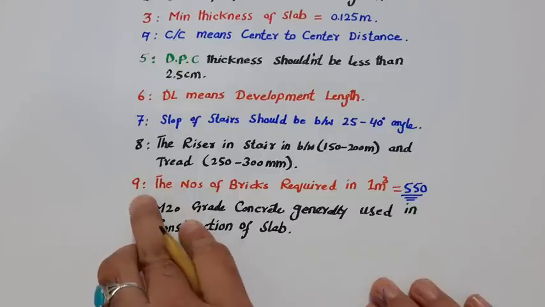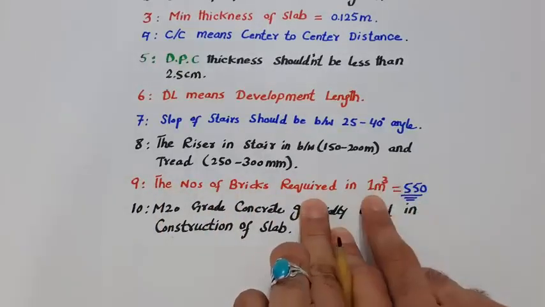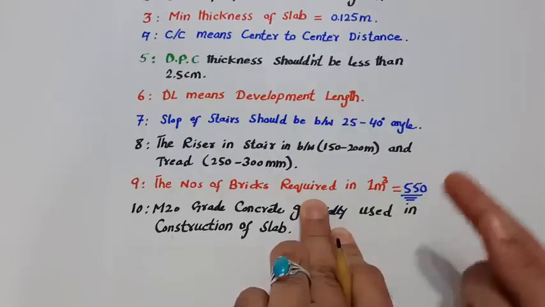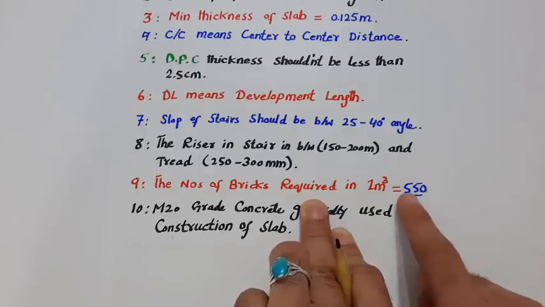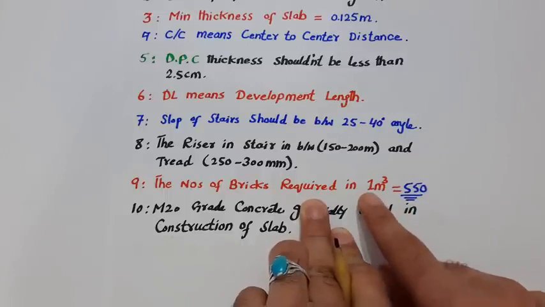The next one, guys, ninth, is the number of bricks required in 1 meter cube. Anyone can ask you, how many bricks are required in 1 meter cube? Okay, so 550 bricks are required in 1 meter cube.